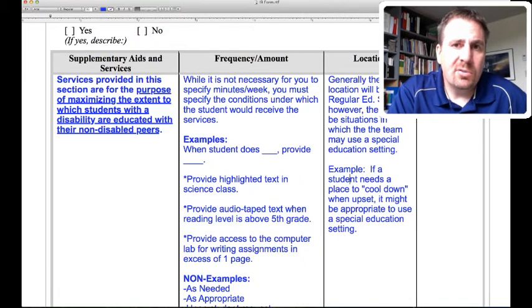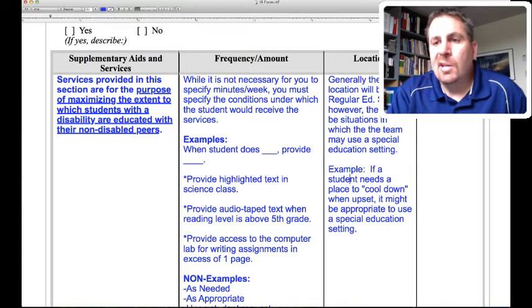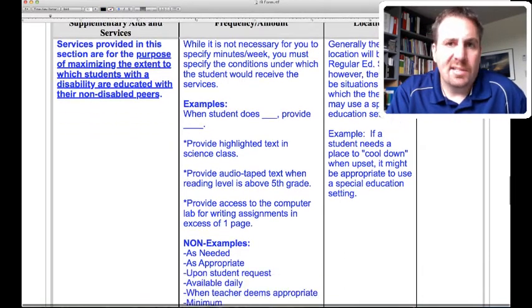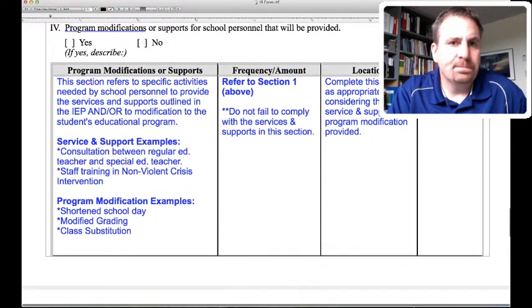That might be the special education classroom. So it's fine to use special education as a location, but remember that the goal of supplementary aids and services is in fact to keep the student within the regular ed setting or allow them to participate. In terms of duration, the same guidelines apply as in the other sections.